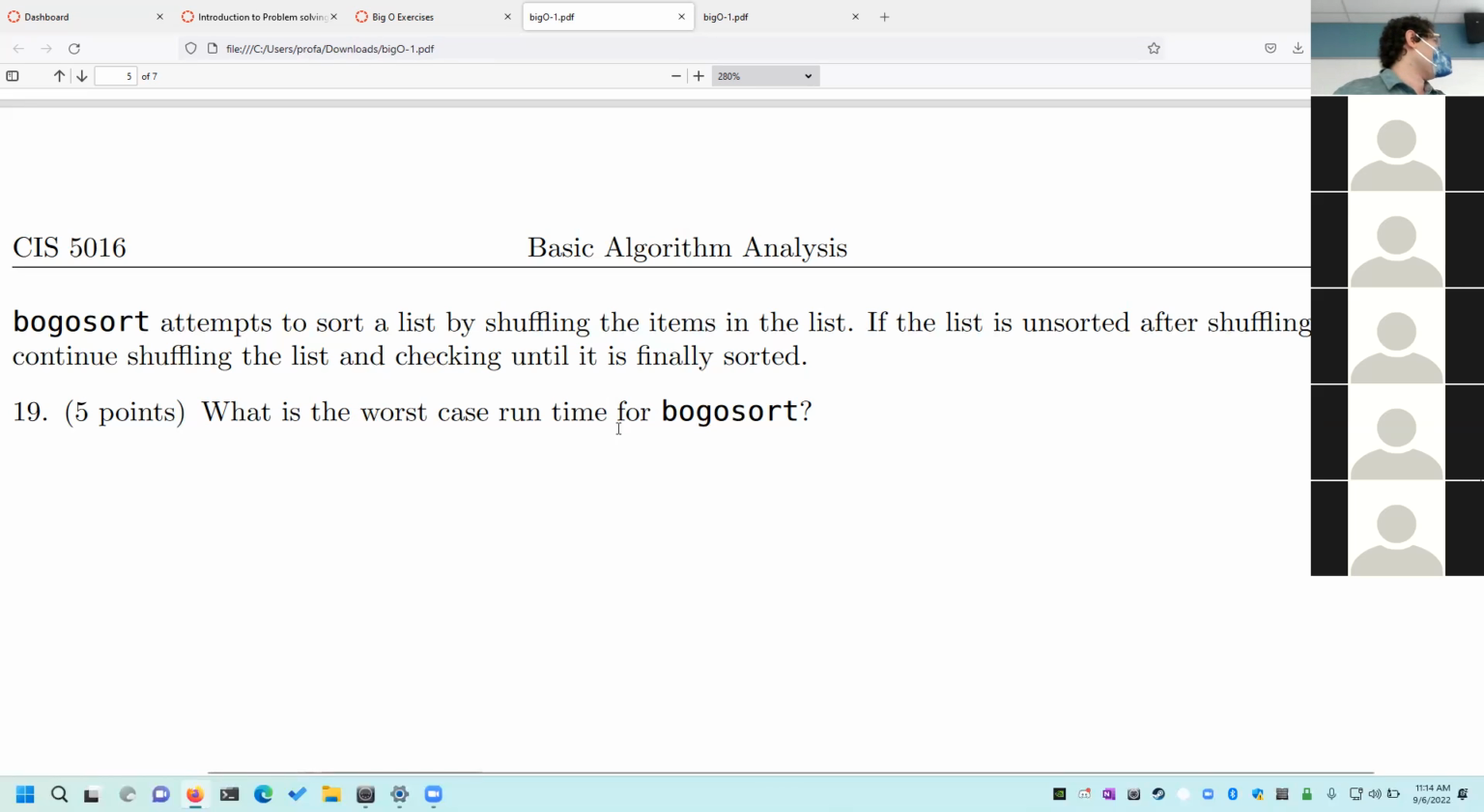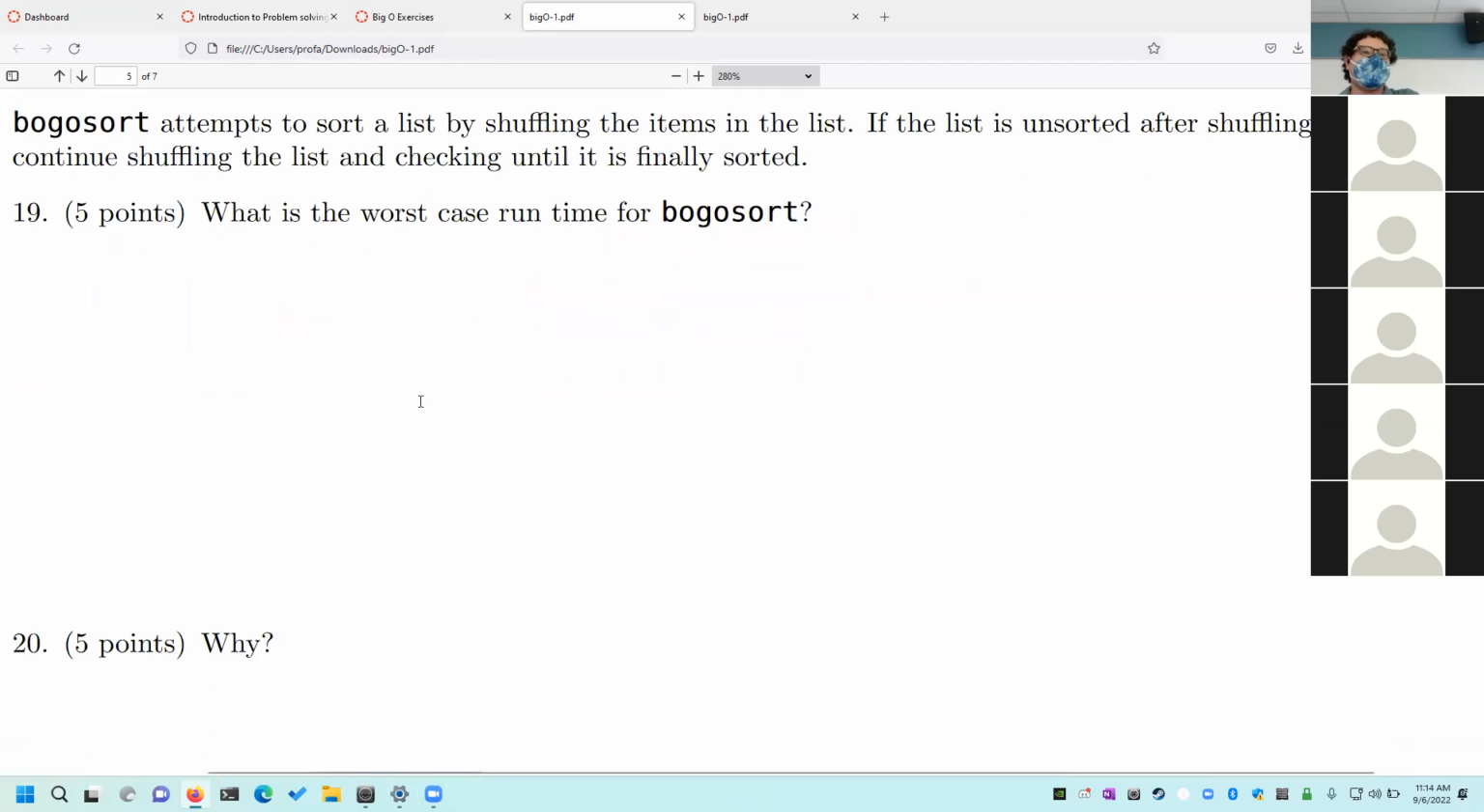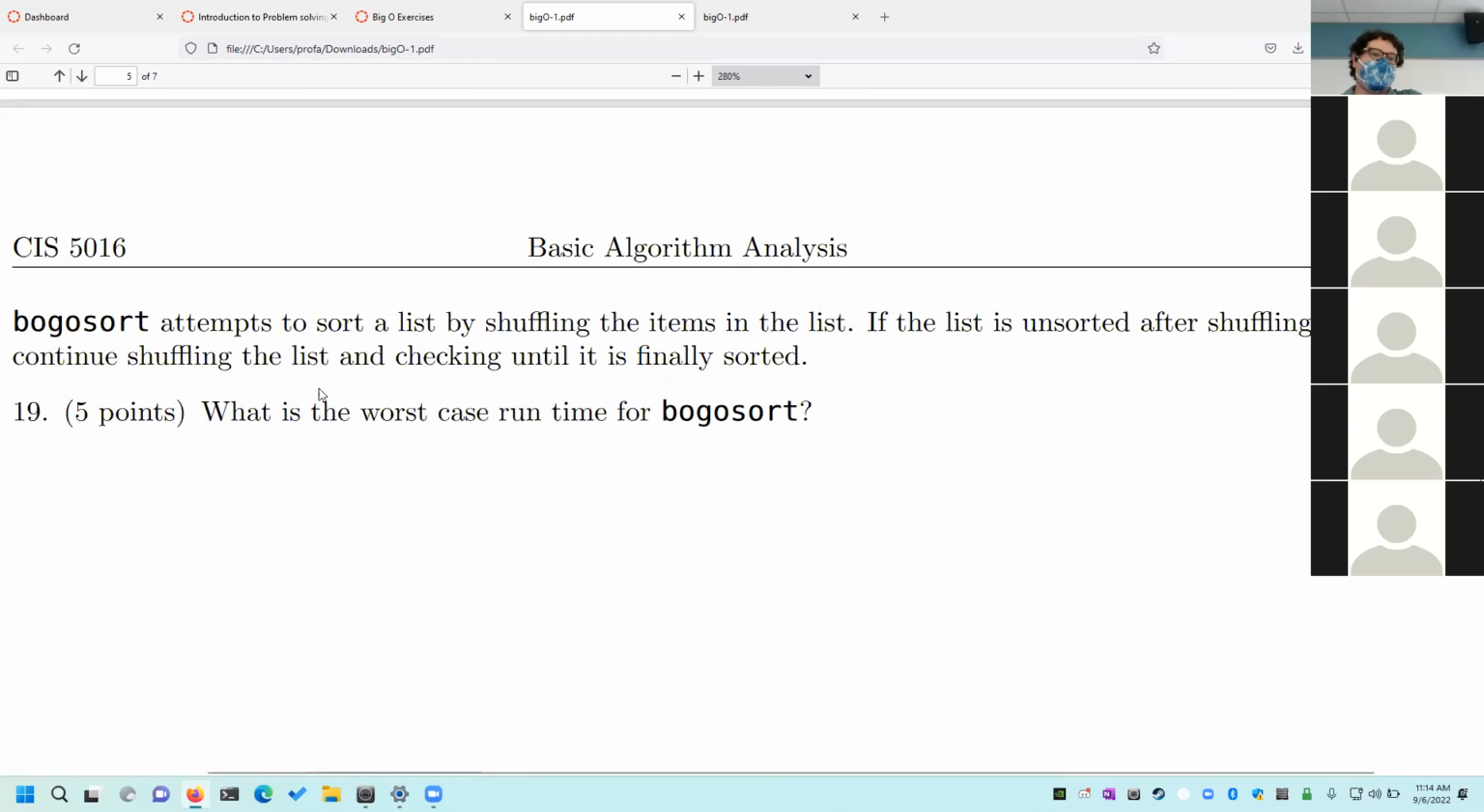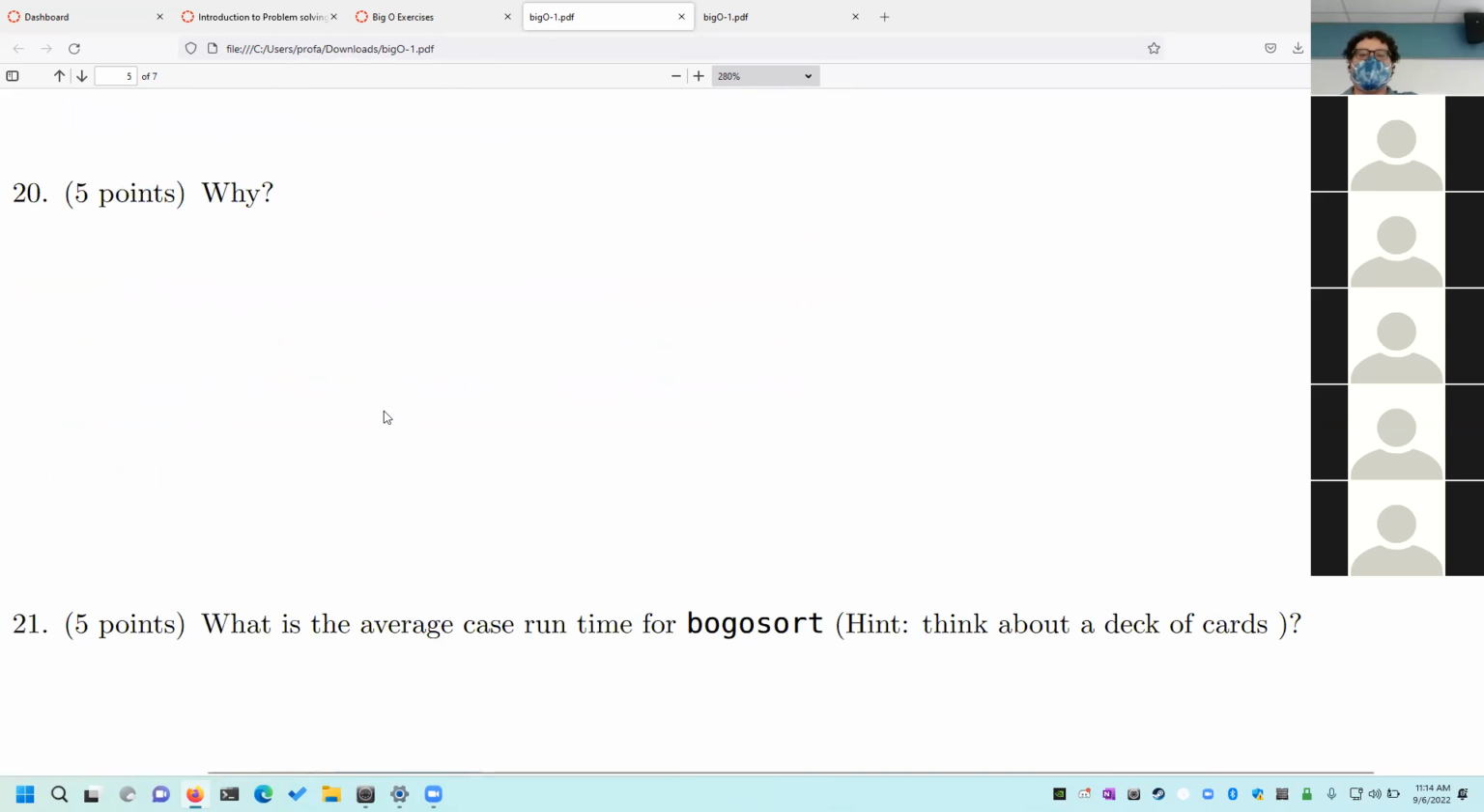If you're in doubt, please look for the worst case run. Look it up; you can check Wikipedia. And then there's a difference between the worst case and the average case.